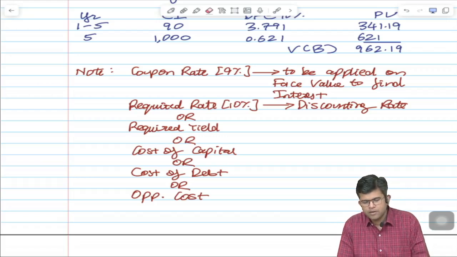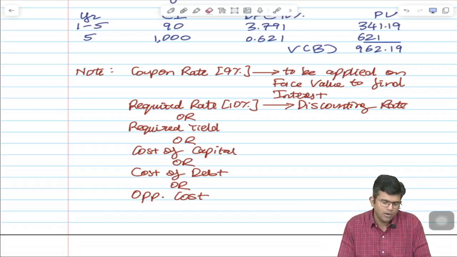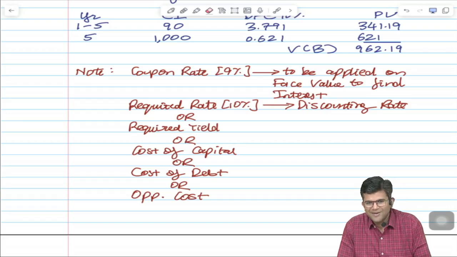Okay. All right. Now, within this semi-annual bond, within this plain vanilla bond, there is one variant. Listen carefully. There is one variant of the plain vanilla bond.